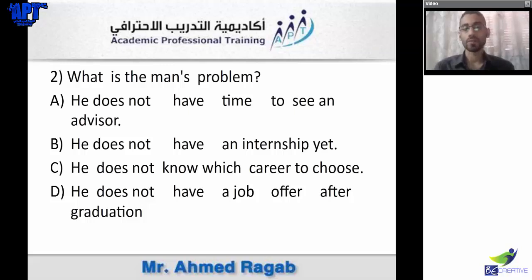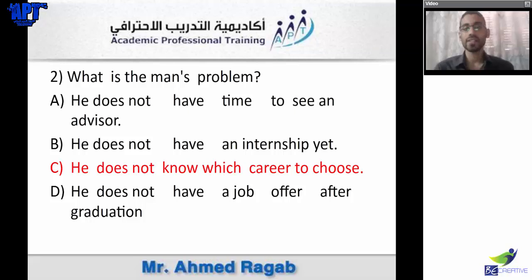What's the man's problem? He doesn't have time to see an advisor. He doesn't have an internship yet. He doesn't know which career to choose. He doesn't have a job offer after graduation. So, which one? Yes, he was looking for an advisor. Very nice. So, he doesn't know which career to choose.